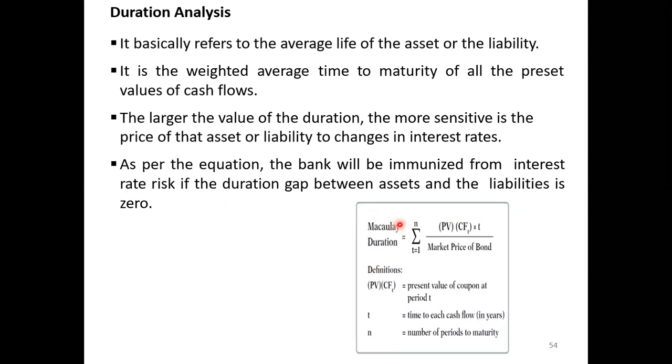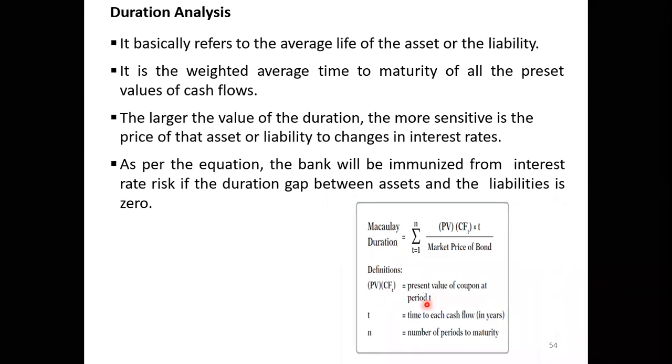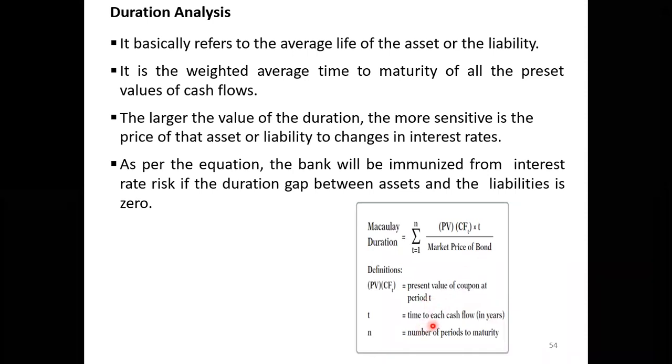So look at this example, the formula. Duration equals the summation of the present value of cash flows, and the time period T, the number of time periods, over the market price of the bond. Here PVCFT is the present value of the coupon at period T, times the time to cash flow in years, how many years are left, and the number of periods to maturity. Here is N. So start from year 1 to the nth year: 1, 2, 3, 4, like that. So we have to calculate these things.